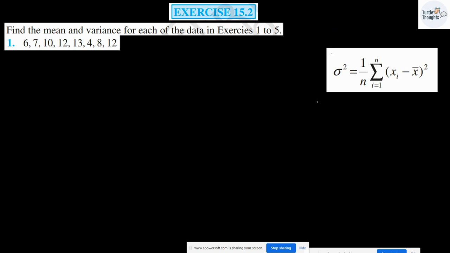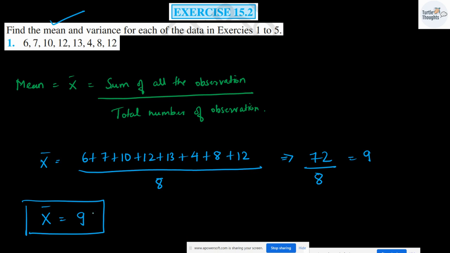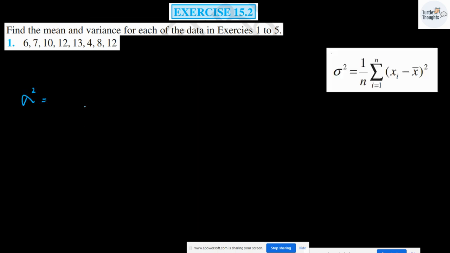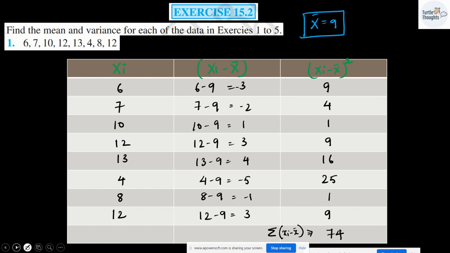Now, let me write the formula for the variance. Variance is given by sigma square is equal to 1 over n summation of xi minus x bar whole square. Taking the same formula, sigma square will be equal to 1 over n. What is n over here? N is going to be 8. So I can write 1 divided by 8 multiplied by sigma xi minus x bar whole square. This value I have got as 74.